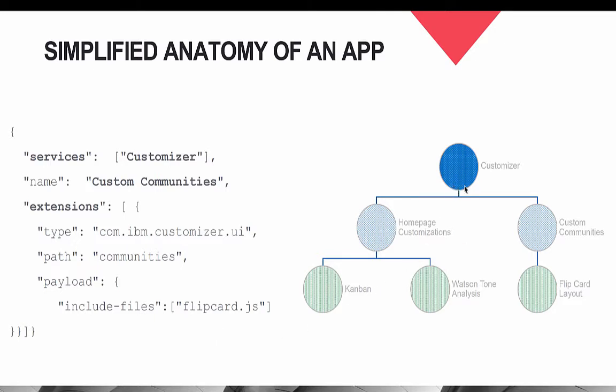On the right hand side, you can see how we represent that hierarchically. We have a bunch of applications that associate themselves with the Customizer service, and again, there can be one or more extensions within a given application.